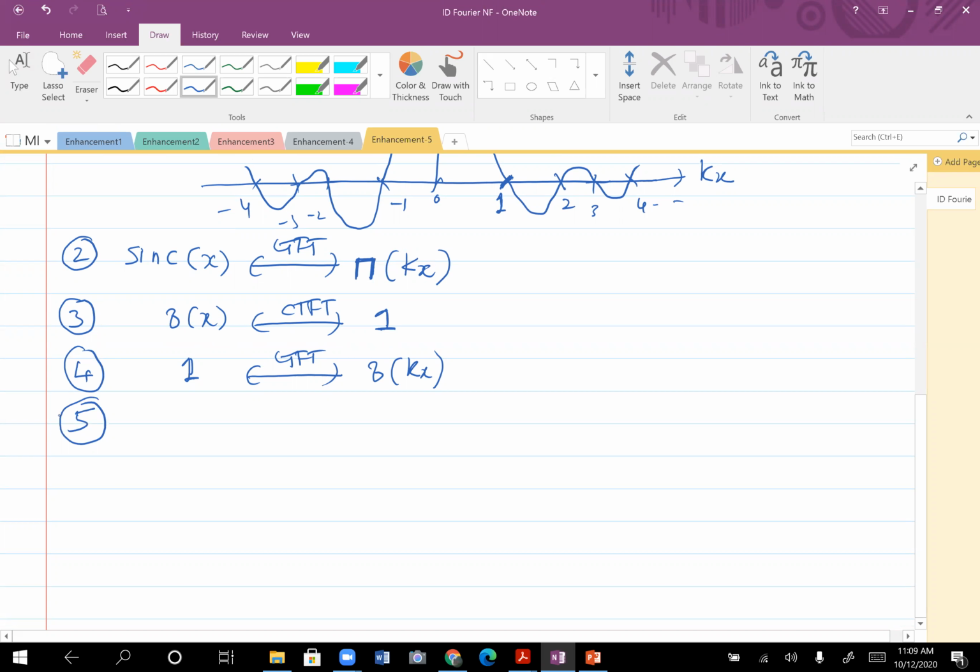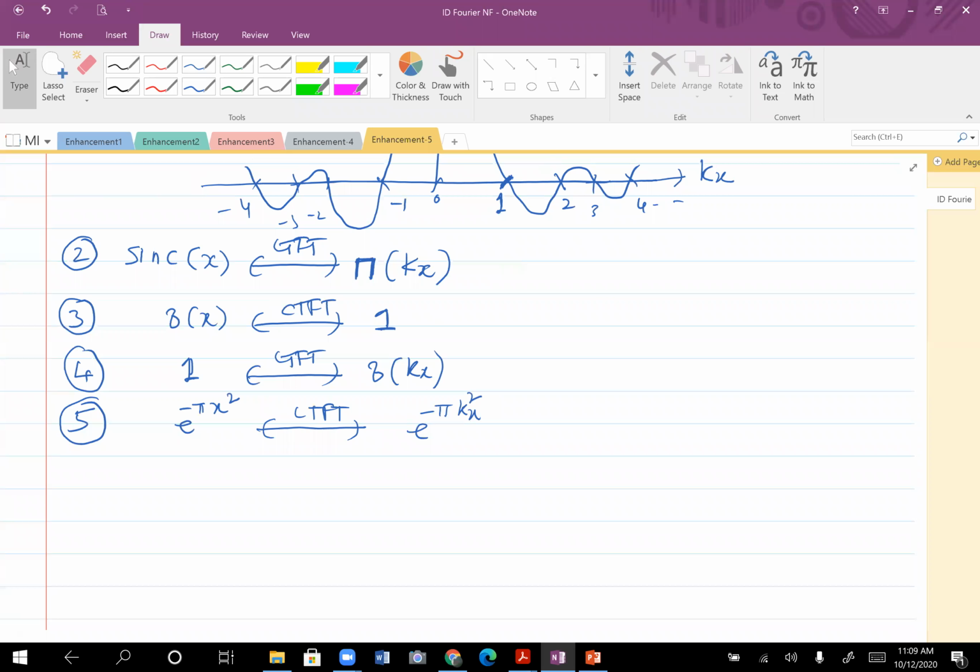Then the other one we had a look at is e power minus pi x square. So what did we say about its CTFT? E power minus pi kx square. Right, good. Is anyone having a problem in deriving this, or every one of you found it? If every one of you found it, I could skip it. Otherwise, we would go through it quickly. Does any of you want me to quickly go through it?